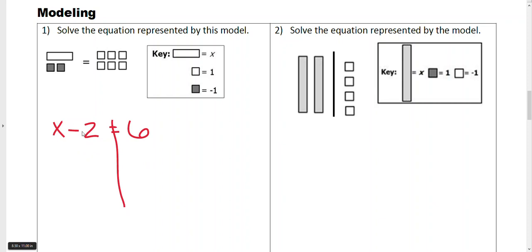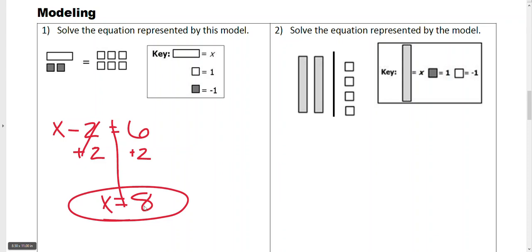And I have this x minus 2, so I have to do the opposite, which would be plus 2 to both sides, because it's an equal, so whatever I do to one side, I have to do to the other. Remember, I'm canceling here, I'm undoing my work, so I'm left with x is equal to 8. The other way that you could have done this is with the modeling.